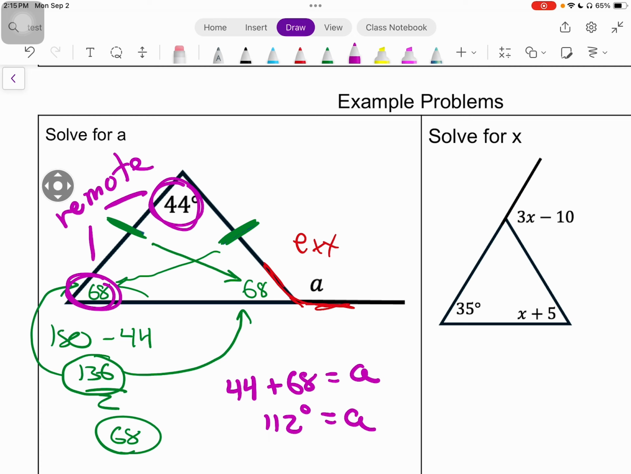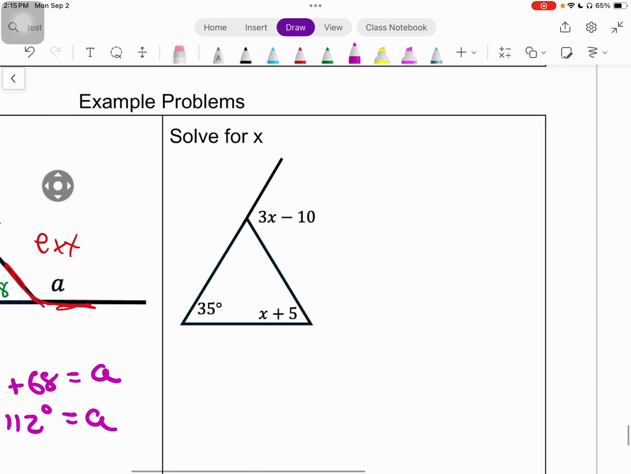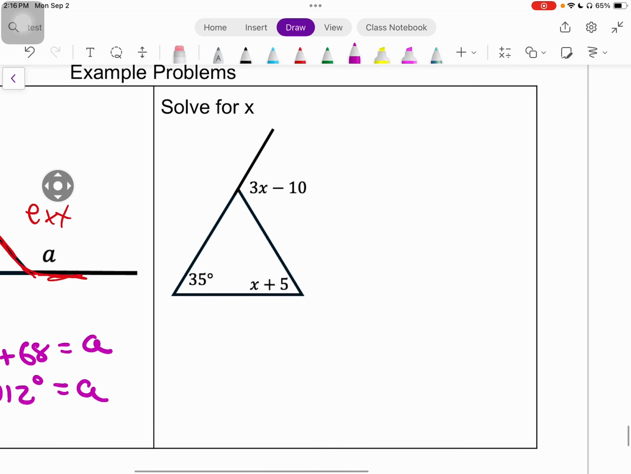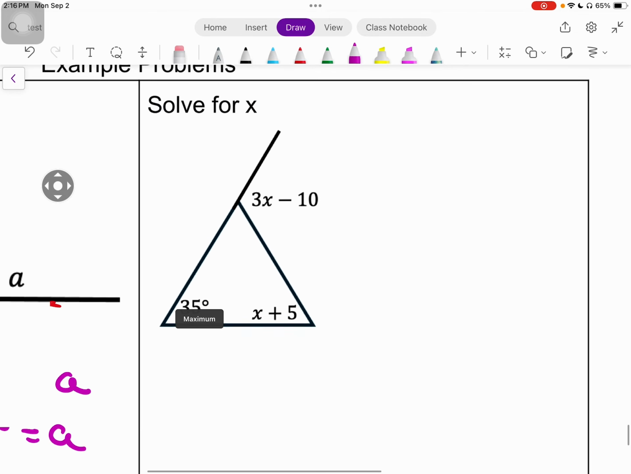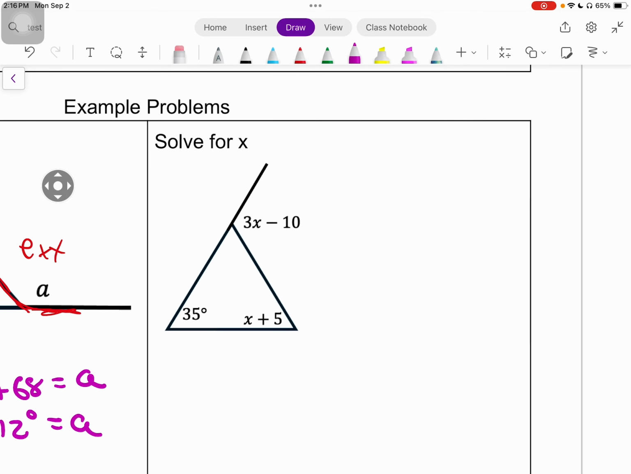But that's going to be it for example 1. Now, example 2, you don't really have any creativity with example 2. This is why the exterior angle theorem is very important. We don't really have much leeway with this. So I know that 3x plus 10 is the exterior angle, and these 2 are the remotes. I know that because they are not touching 3x minus 10. They are not adjacent to 3x minus 10.